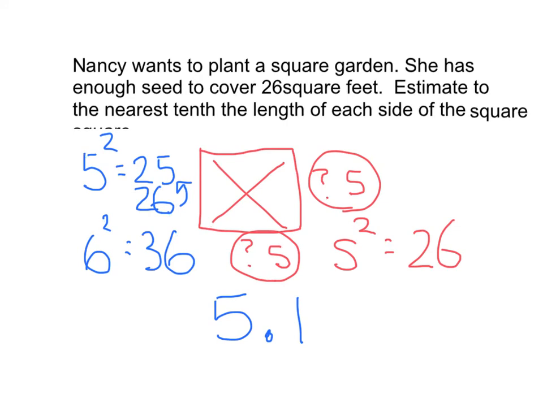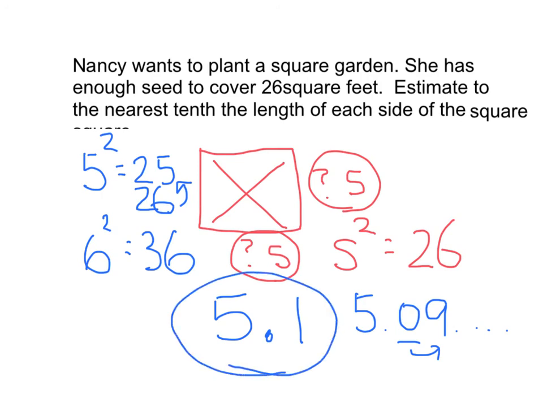All right, so on my calculator, I took the square root of 26 and I got the number 5.09. And there were more digits after that, but this is what I'm concerned with. And so I can see that that 9 would round my 0 to a 1. So 5.1 ended up being a good estimate.